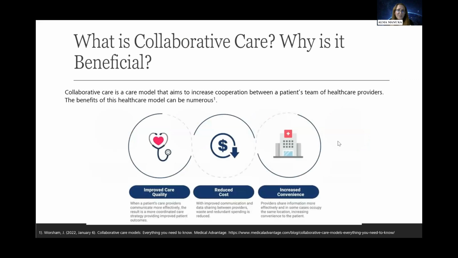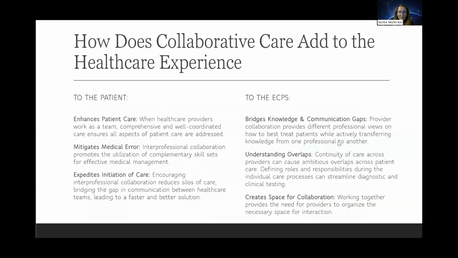Well, I will start with the definition of collaborative care and why it is beneficial. Collaborative care is a care model that aims to increase cooperation between patients and teams of healthcare providers. So it benefits all of the people involved in it: optometrists, ophthalmologists, and mainly the patient.